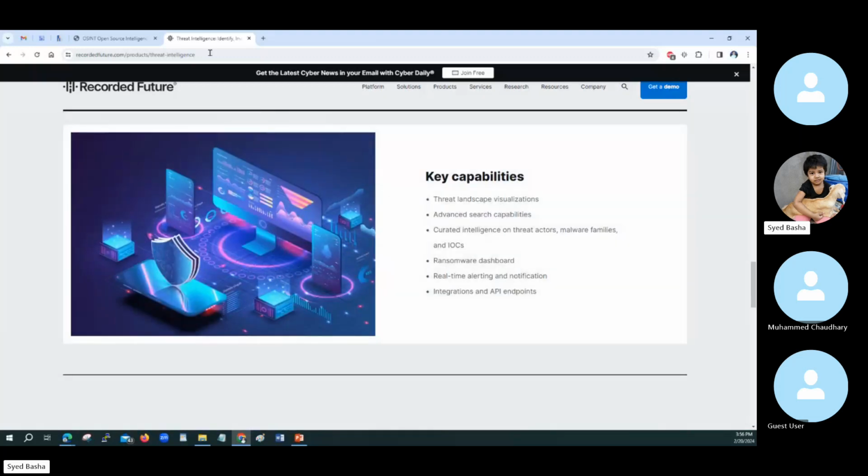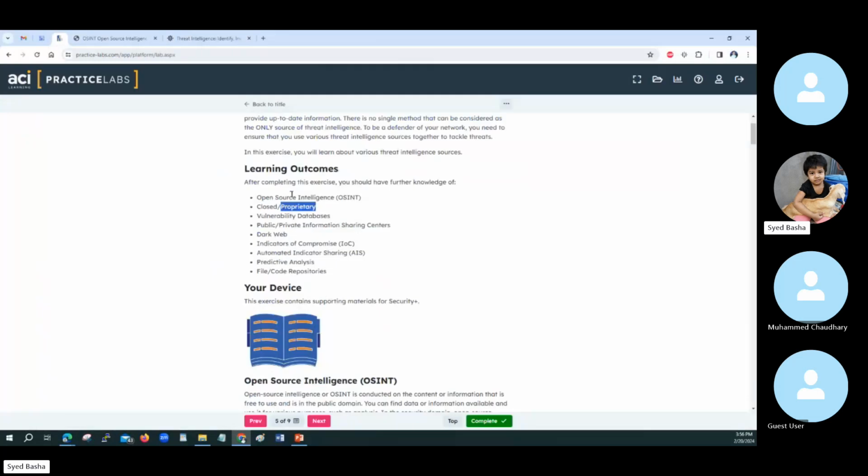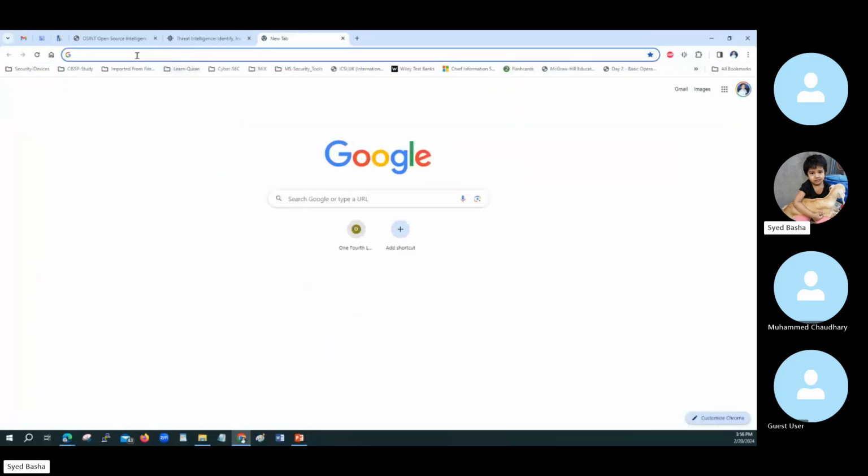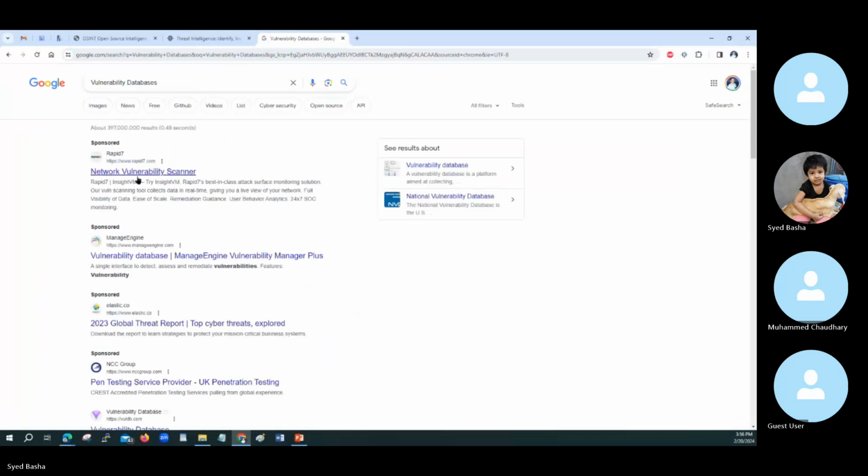This is nothing but a company, and it is proprietary. They sell it for money. And there is a vulnerability database also. You just copy paste network vulnerability scanner, vulnerability database. Yeah, here it is.